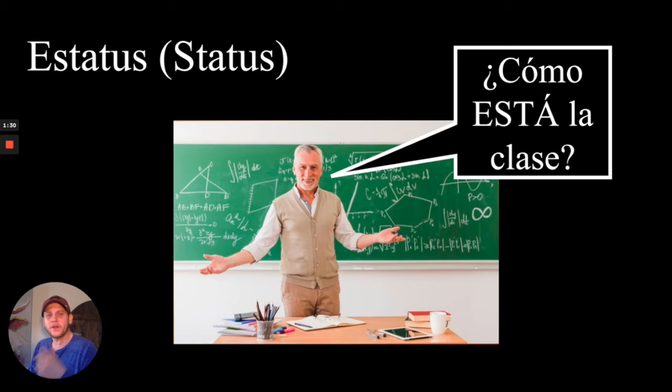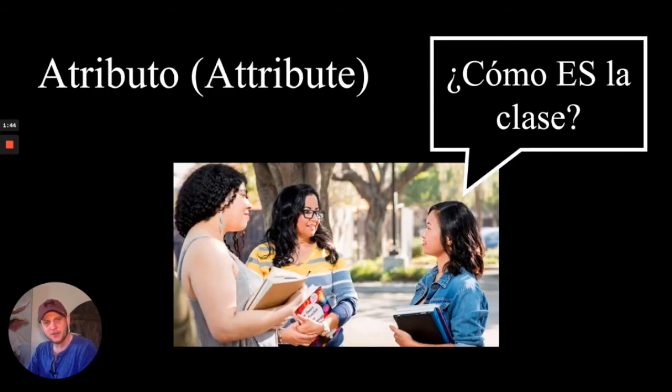So here, ¿Cómo está la clase? When he's asking how the class is doing, he is asking for the class's status, estatus, and he uses está. In the next case here, ¿Cómo es la clase? What is the class like? Asking for a description. She is asking for attributes of the class. Things like it's interesting, or it's boring, or it's long, or it's short.